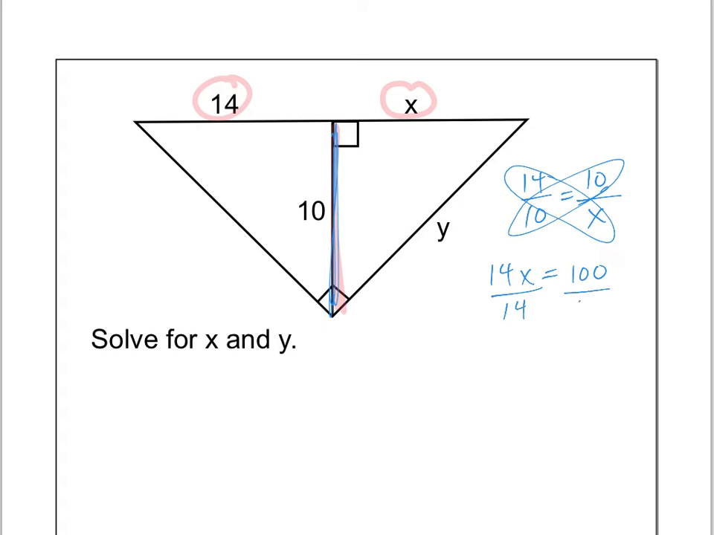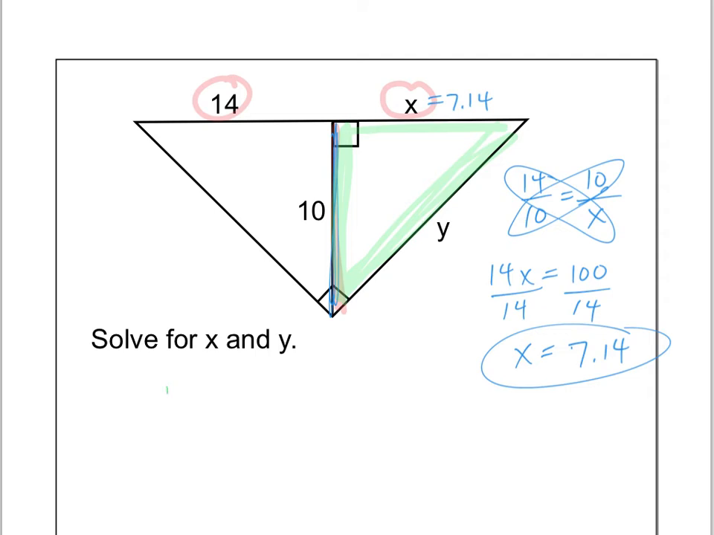Divide by 14, and x equals 7.14. Once you know x is 7.14, now you can find y. And so what you're going to do is, I'll outline it in green over here, you're going to use this green triangle, and you're going to do the Pythagorean Theorem.